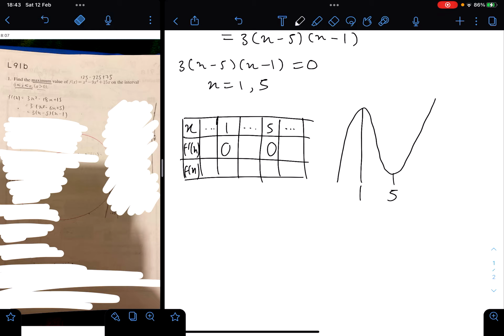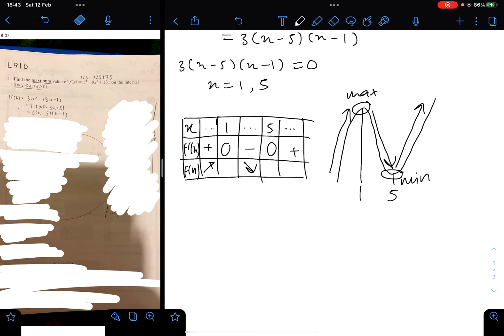Now we're going to look at the trend. So before 1, we have an increase in the gradient, and then after 1, decreasing gradient. So 1 is the maximum point, and then after 5, we've got an increase in the gradient. So at 5, we have a minimum point. So positive, negative, positive, up, down, up.